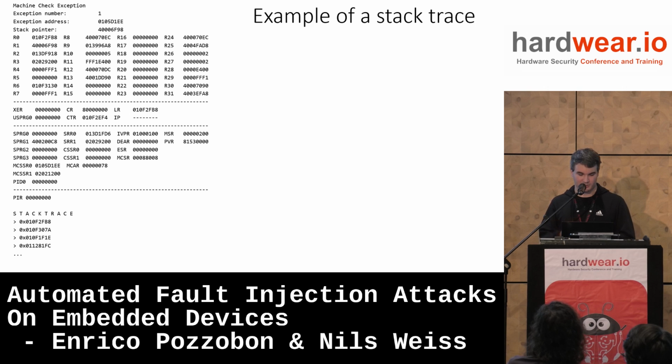The ESR is the exception syndrome register, and there is a bunch of other ones that basically tell us which exception was called, which exception happened. So on the top here you see an exception number. And this, if you look at the manual, correlates with something very specific happening in the core.